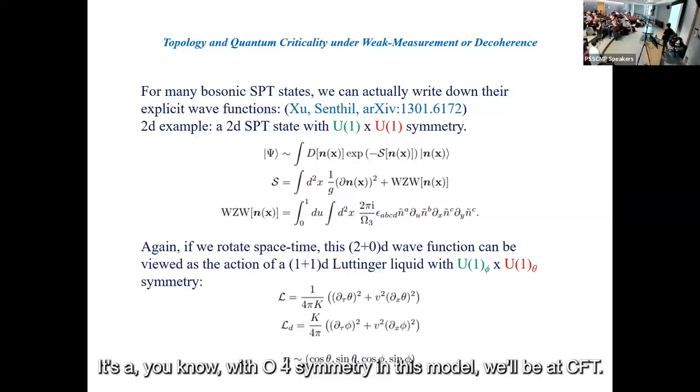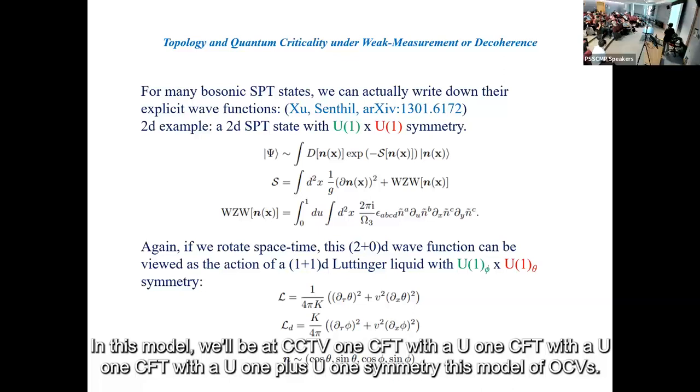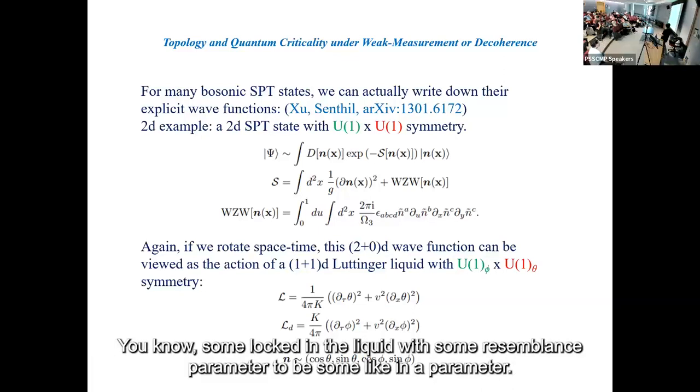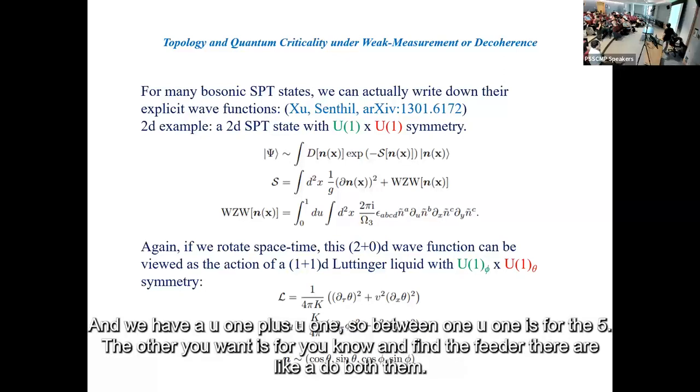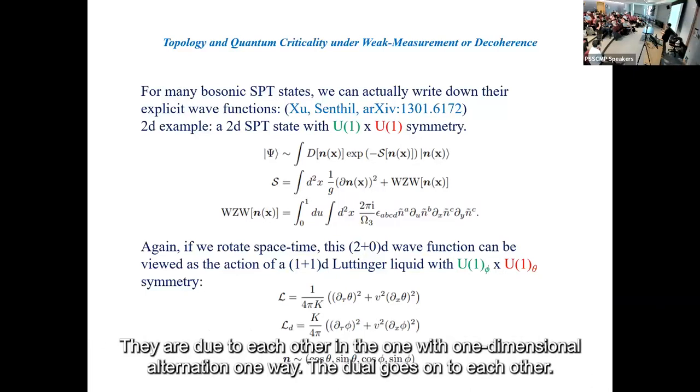With a U(1) cross U(1) symmetry, this model will give me some Luttinger liquid with some Luttinger parameter. One U(1) is for the phi, the other U(1) is for theta. And the phi and the theta are like a dual boson. They are dual to each other in the 1+1 dimensional bosonization formula. Each of them will carry a U(1).